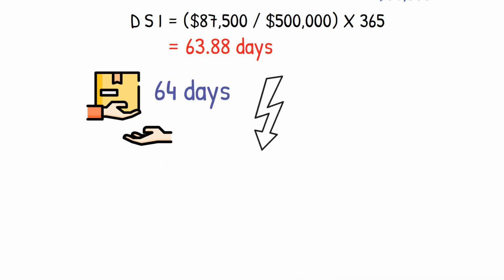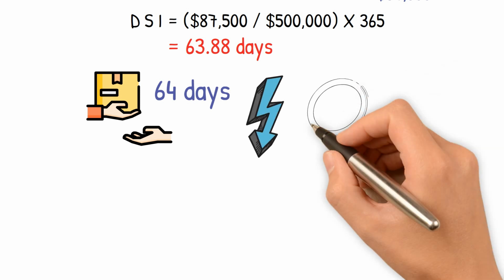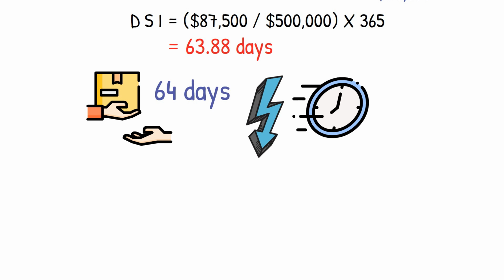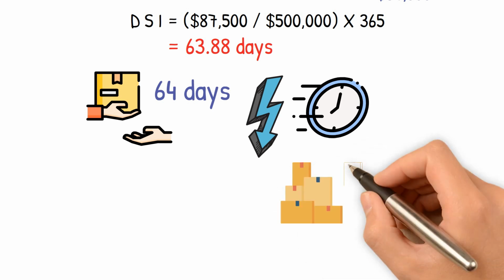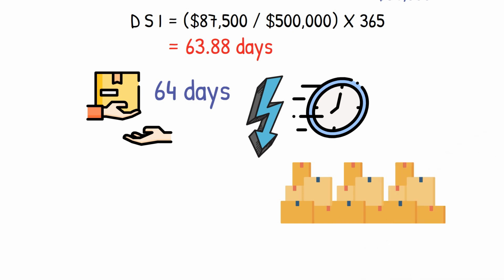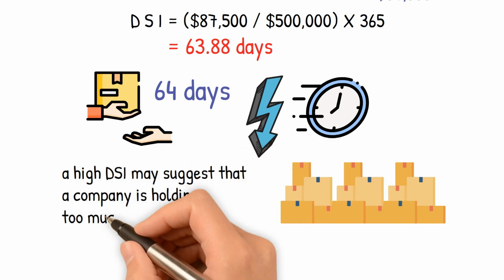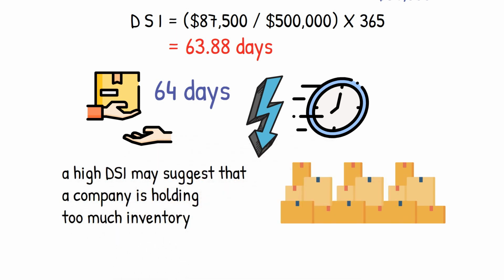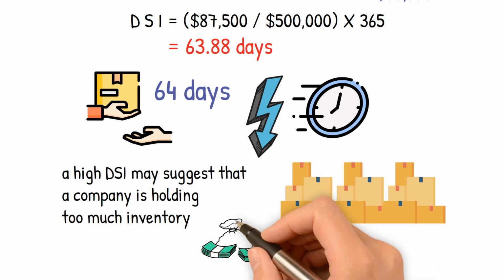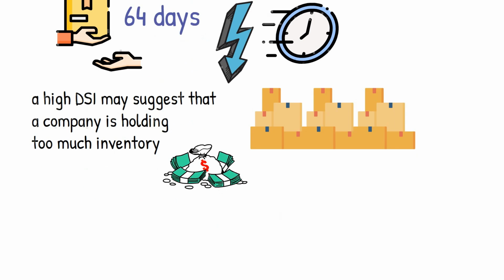A low DSI is generally considered favorable, suggesting that a company sells its inventory quickly and efficiently. However, a very low DSI may indicate that a company needs more inventory to meet demand, which could result in lost sales. On the other hand, a high DSI may suggest that a company is holding too much inventory, which can tie up capital and lead to higher storage and handling costs.